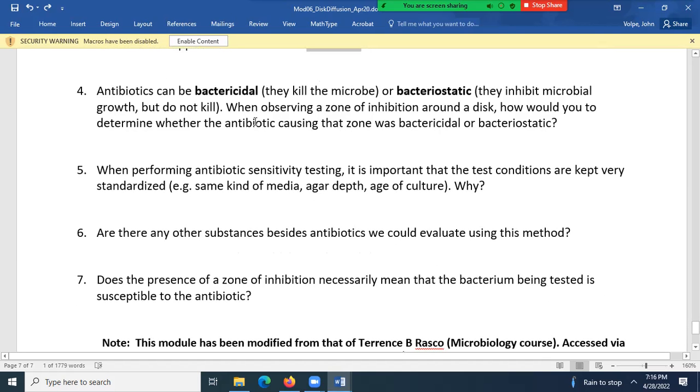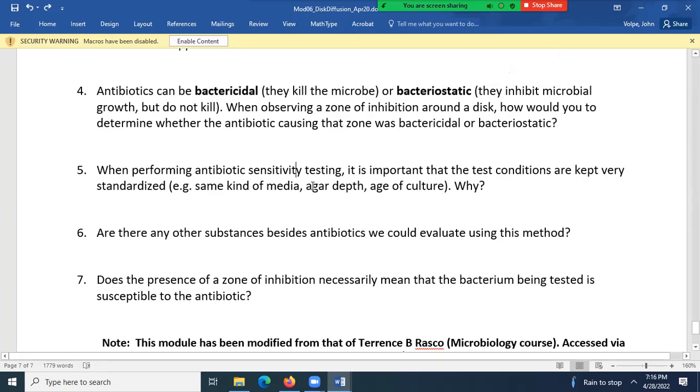Antibiotics can be bactericidal, meaning they kill the microbe, or bacteriostatic. They inhibit microbial growth, but do not kill the bacteria. When you're observing the size of the zone of inhibition around a disc, how would you determine whether the antibiotic was bactericidal or bacteriostatic? You have to think about this one. Okay? This one students often get wrong because it isn't mentioned in the lab manual. And I didn't mention it in the presentation, although I sort of hinted at it.